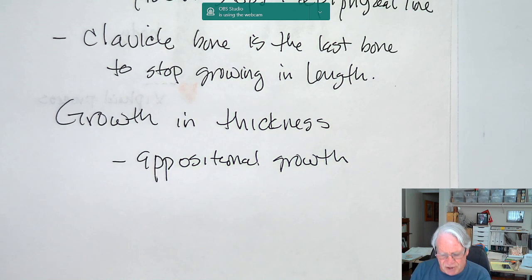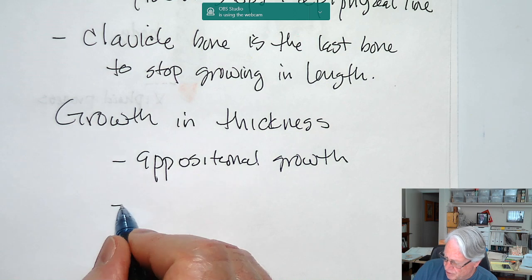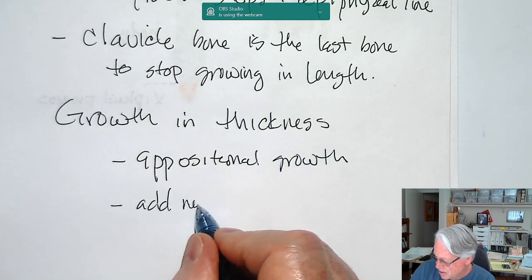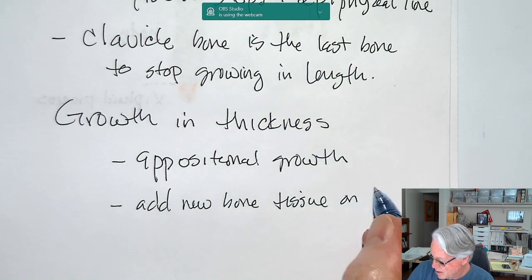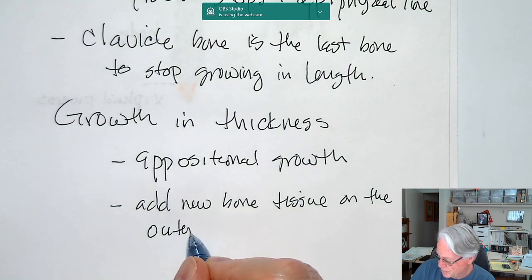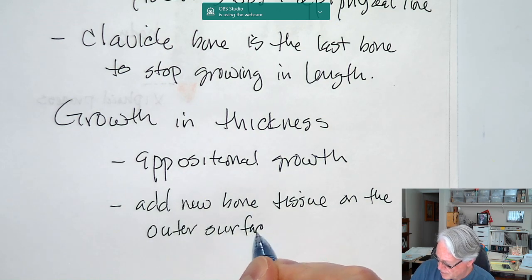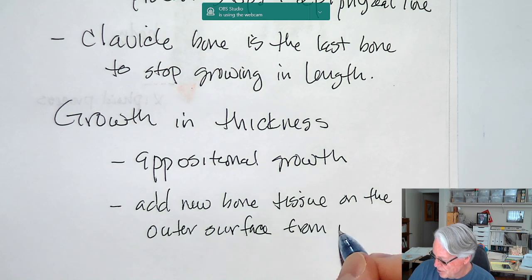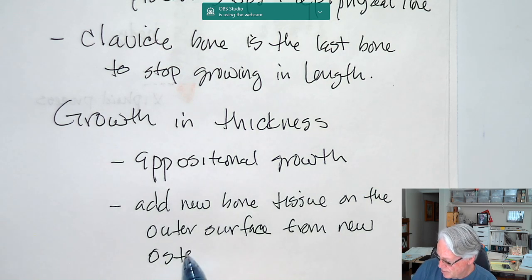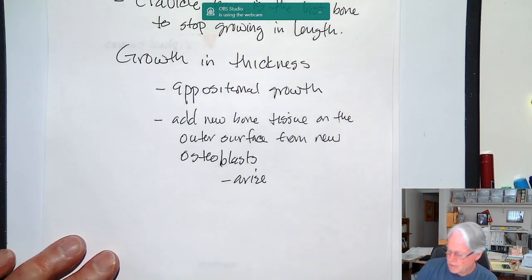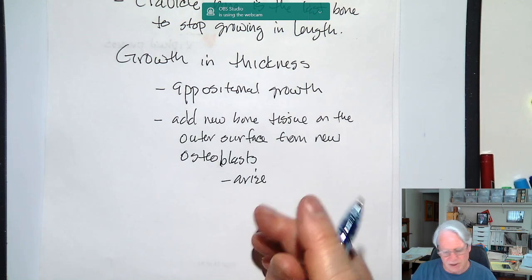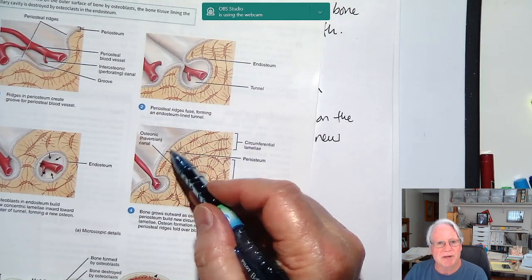Okay, so appositional growth. What we're going to do is add new bone tissue on the outer surface from new osteoblasts that arise from the periosteum. Okay. So they're coming from the periosteum.